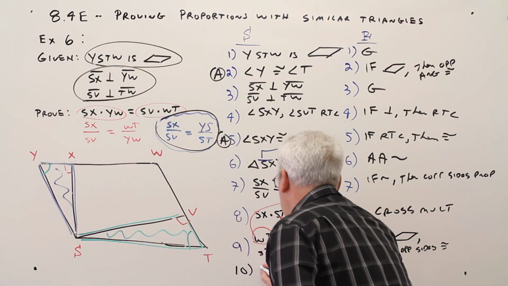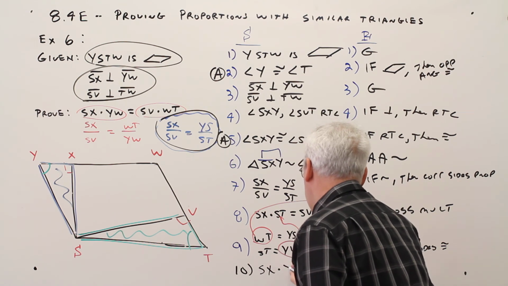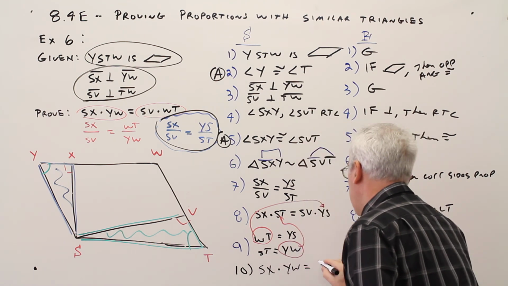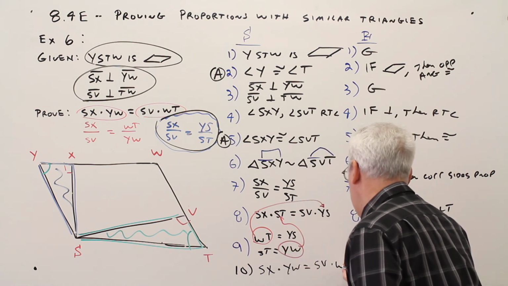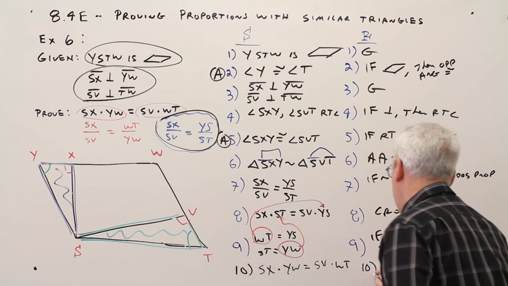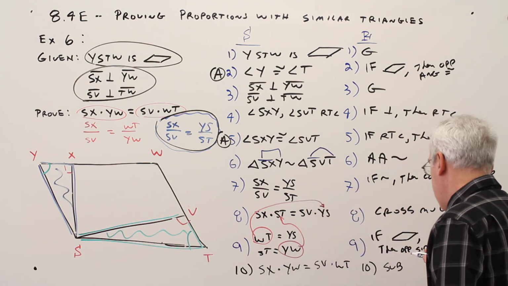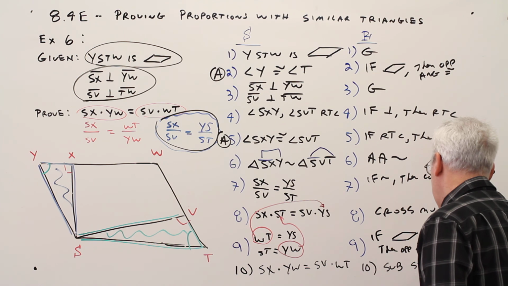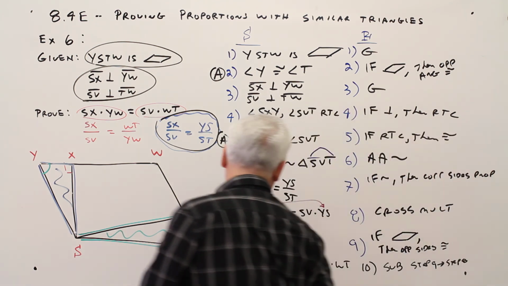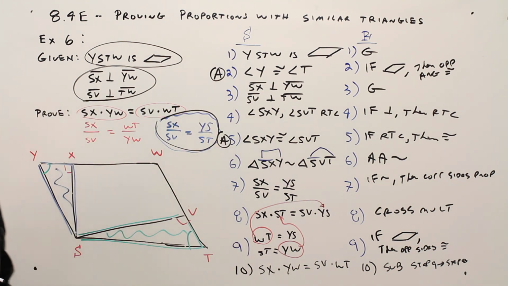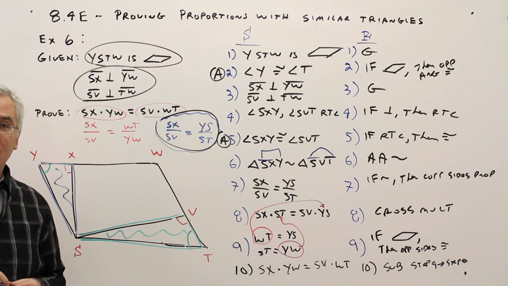So then I'll say SX times YW equals SV times WT. And step 10, that would be substitution, step 9 into step 8. Whew. So there you have it. Another proof with proportions and similar triangles.